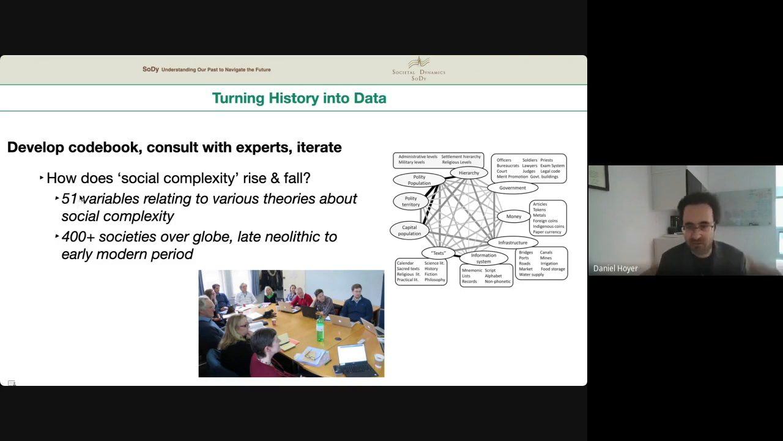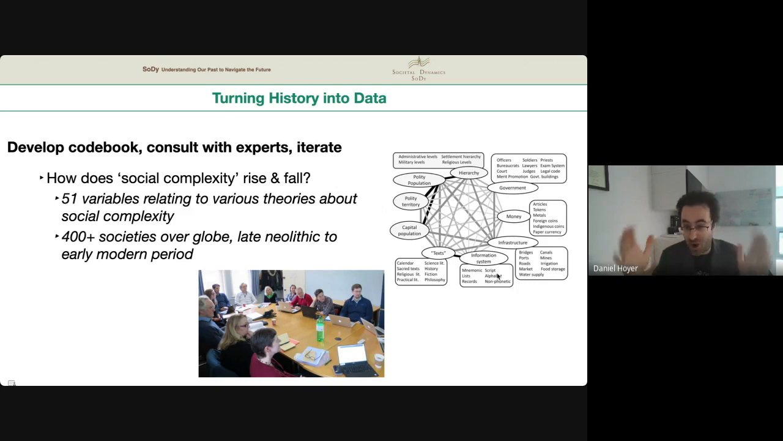And we came up with 51 different elements grouped together in these 8 or 9 different categories. So then we take these variables. These are things like the population of the polity, the territory, different aspects of the government. Do you have professional bureaucrats and administrators? Do you have judges? Do you have a formal legal code? These sorts of things. Aspects of their monetary system, information technology, whatever.